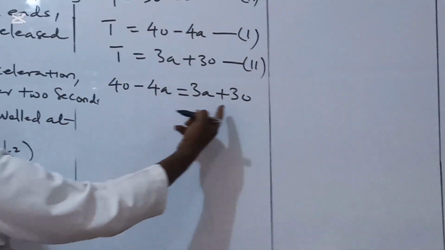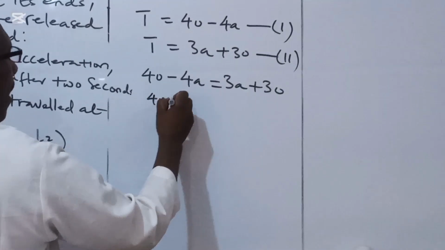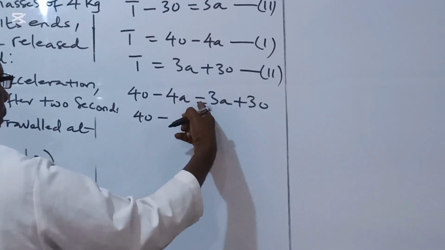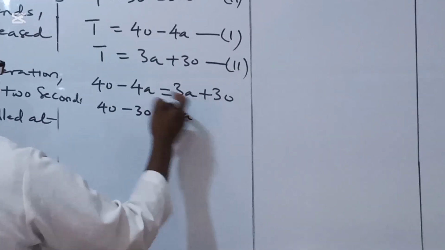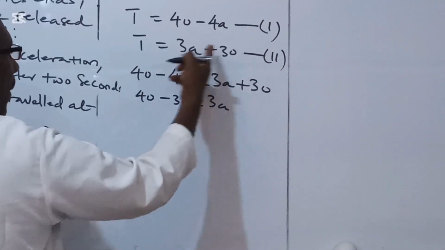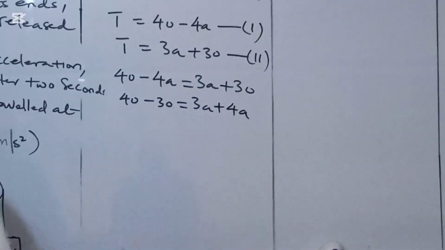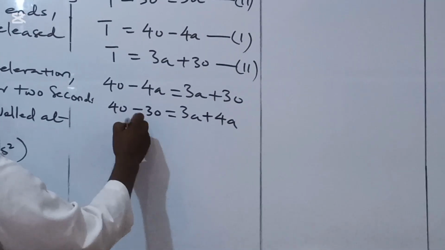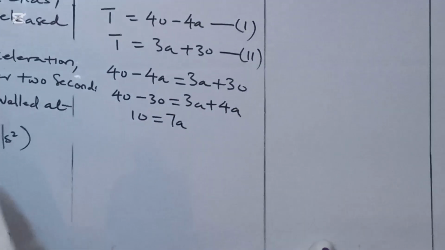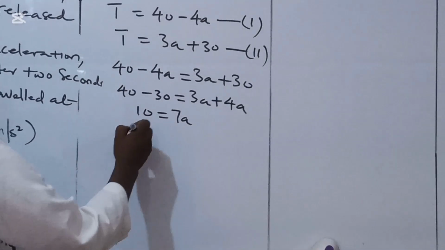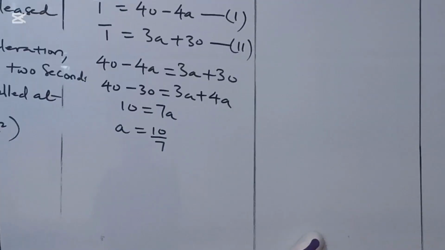Now, let us bring the like terms together. So I will be having 40, it's plus 30 here, once it crosses the sign of equality, it becomes minus 30, is equal to 3A. Now minus 4A on the left hand side, if I bring it to the right hand side, it becomes plus 4A. 40 minus 30 gives me 10, is equal to 3A plus 4A, which gives me 7A. So when you divide both sides by 7, I'll have A is equal to 10 over 7.